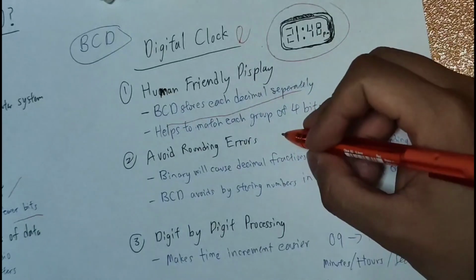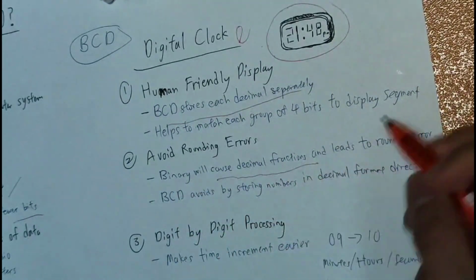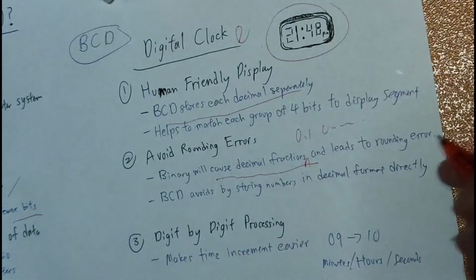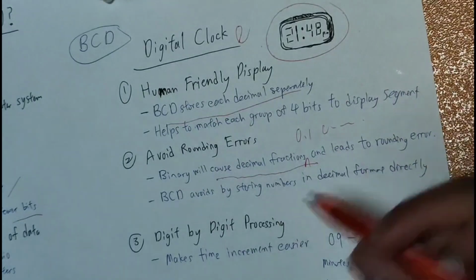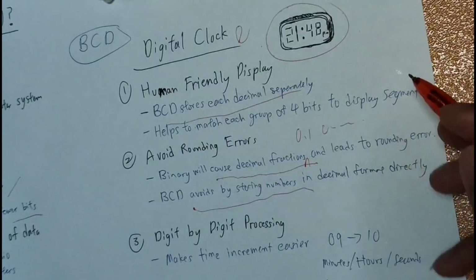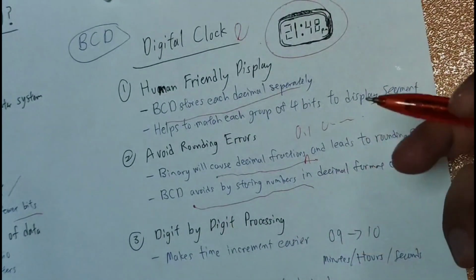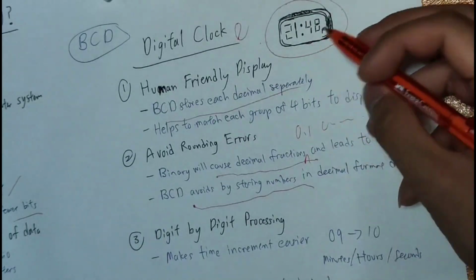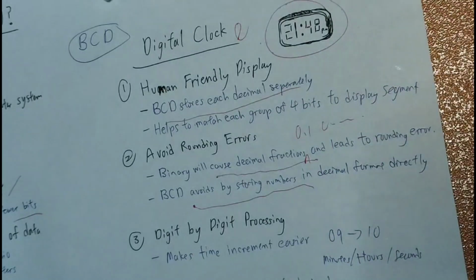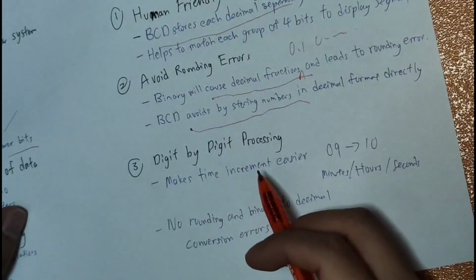Second point, it avoids rounding errors. So binary will cause problems with decimal fractions, like 0.1 or 0 point something, and it will lead to a rounding error. But BCD will avoid this by storing numbers in decimal format directly. Since BCD will store the value separately, like 2 is 0010 and 1 is 0001, it won't cause any rounding errors.